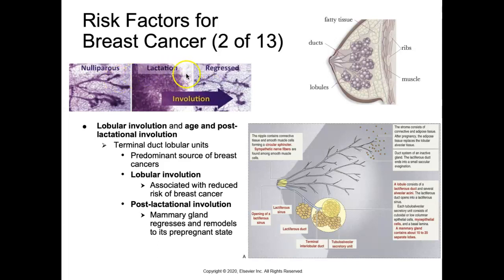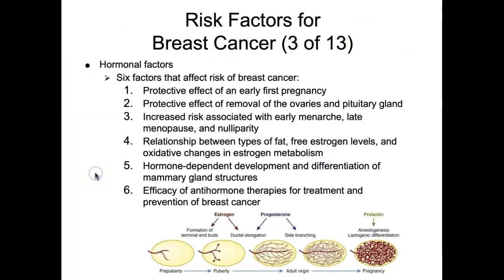And we could see that change taking place here in nulliparous women, a woman that has gone through lactation, and then we have that regression taking place. And just a reminder that this term nulliparous means that we have someone who has not given birth to a living child. Now let's talk about some of the hormonal factors.